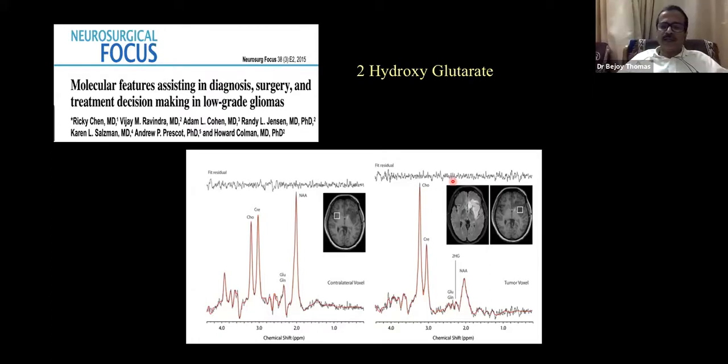the IDH mutant gliomas, you see 2-hydroxyglutarate, this time it is D-2-hydroxyglutarate in tumors. There are several papers, but it is really difficult actually to differentiate GABA, glutamate, and GLX and the succinate.